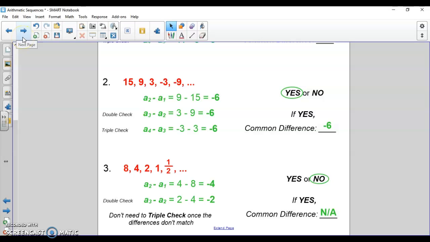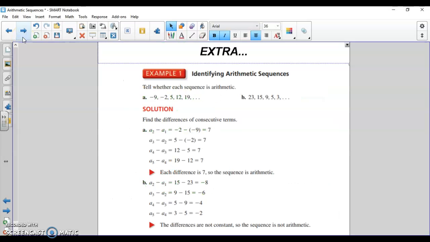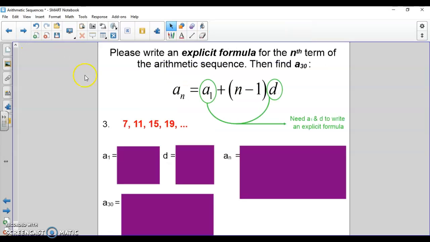That's the first part of this. Just some extra examples pulled out of a book.